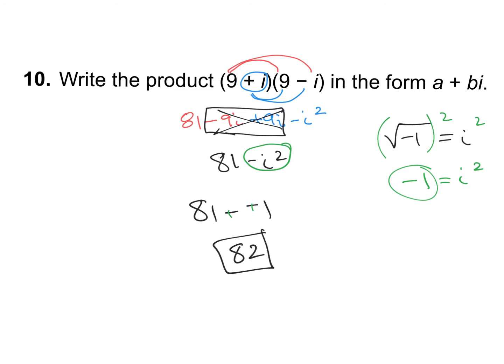If I have binomials like this, where one is positive and one is negative, and they're the same otherwise, those inner and outer terms, that -9i and positive 9i, will always cancel.